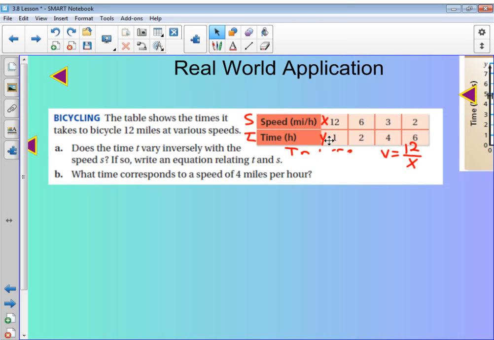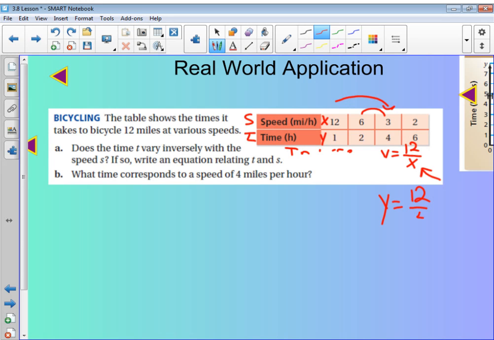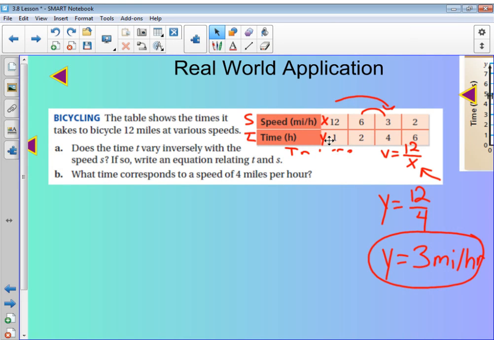The last part says, what time corresponds to a speed of 4 miles per hour? They didn't include the 4 miles per hour up here. They went from 6 to 3. So if we substitute in a 4 where x is, y equals 12 divided by 4, y would equal 3. So that would be our time, 3 hours. That's using our equation and solving for a missing factor for letter B.